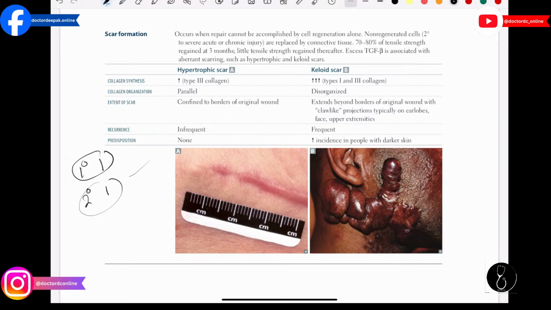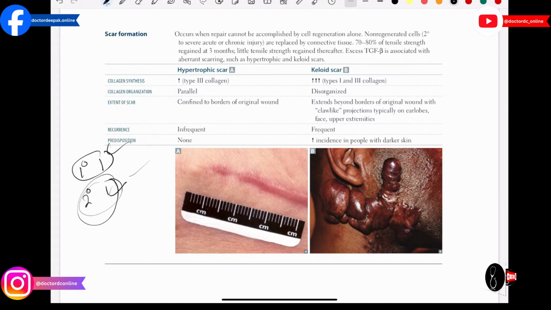So if they ask you a question, scar formation is going to occur in which intention, primary or secondary? It is the secondary. Why? Because in this the myofibroblasts are going to contract the wound, and when the wound is contracted, that will lead to scar formation.